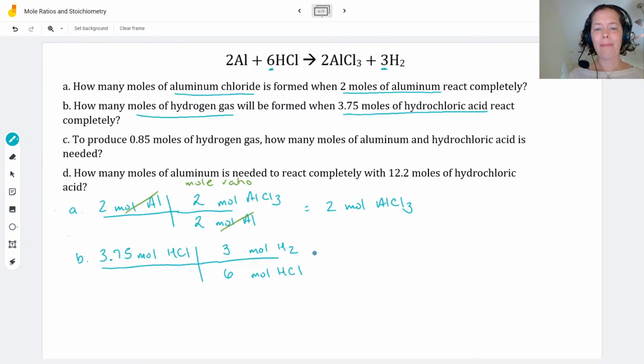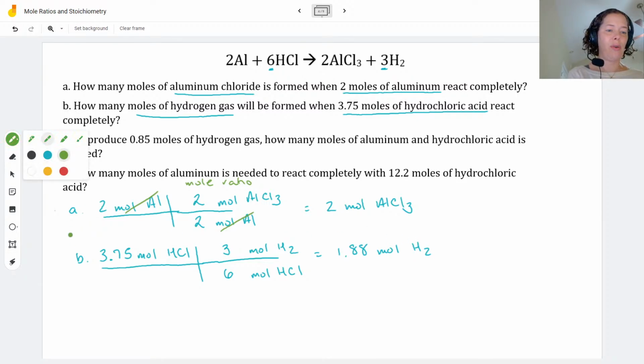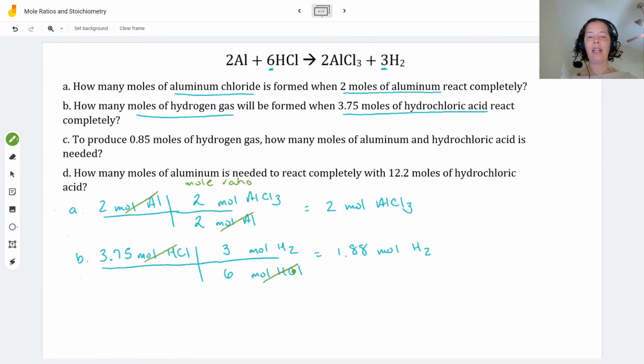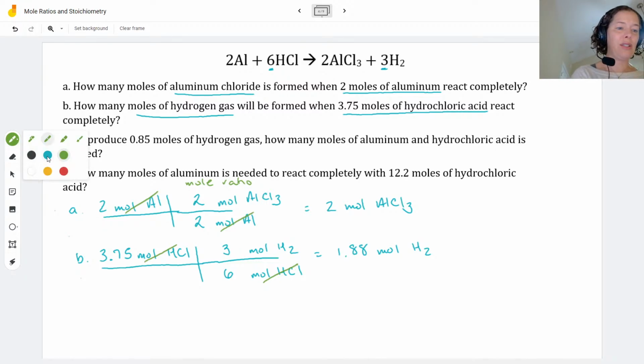Mathematically, it does not matter. Okay, so if I have 3.75 multiplied by 3 divided by 6, I am getting 1.88 moles of hydrogen gas. Again, let me show how my units cancel. See how the moles of hydrochloric acid have canceled, and I'm left with moles of H2. Okay, so hopefully this is starting to get a little bit easier and make sense as to where these numbers are coming from and why I'm putting things where I'm putting them.